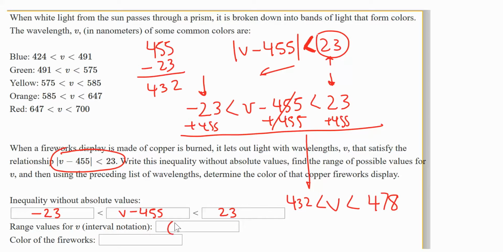Now, it does say to write this in interval notation. So the interval goes from 432 to 478. And then we're going to look and see what we have here. So our spectrum goes from 432, so definitely we have ourselves blue, because 432 is between 424 and 491. And it reaches up all the way to 478, which is still in the blue range. It's less than 491. So really, this particular firework only displayed a blue color.